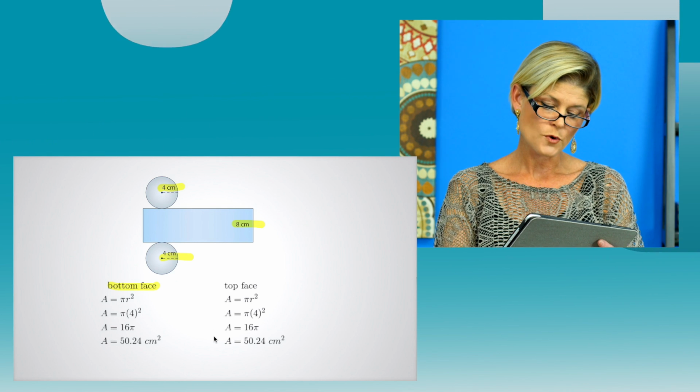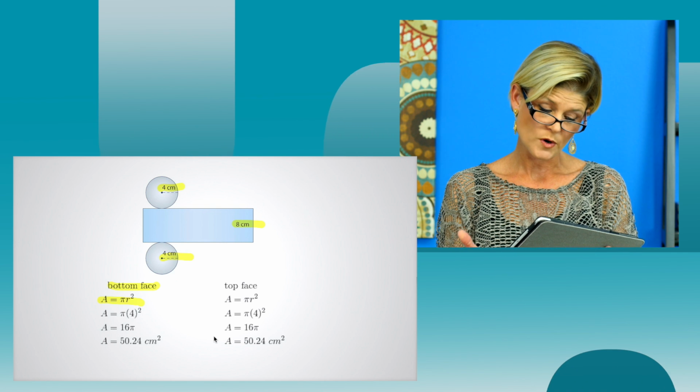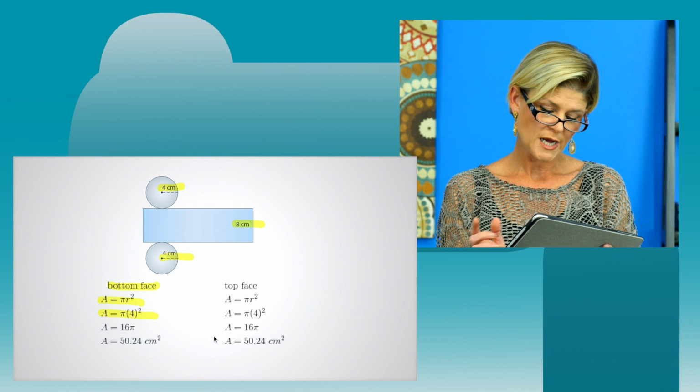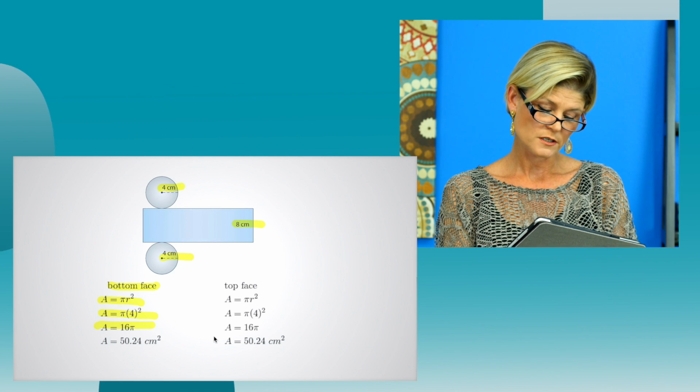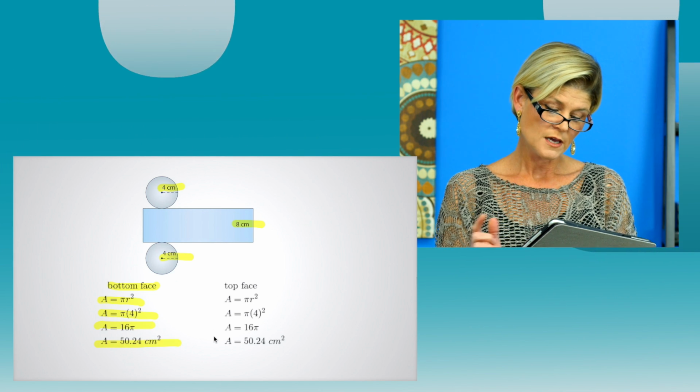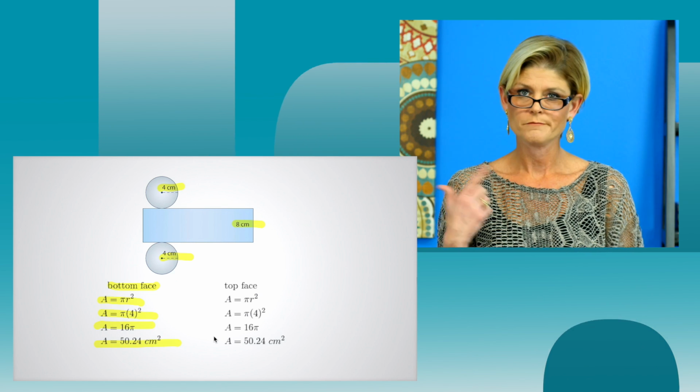And we are going with the formula area equals pi r squared. We plug in pi times 4 squared, which is going to be, area is going to be 16 times pi, which is going to be 50.24 centimeters squared. Not so hard.